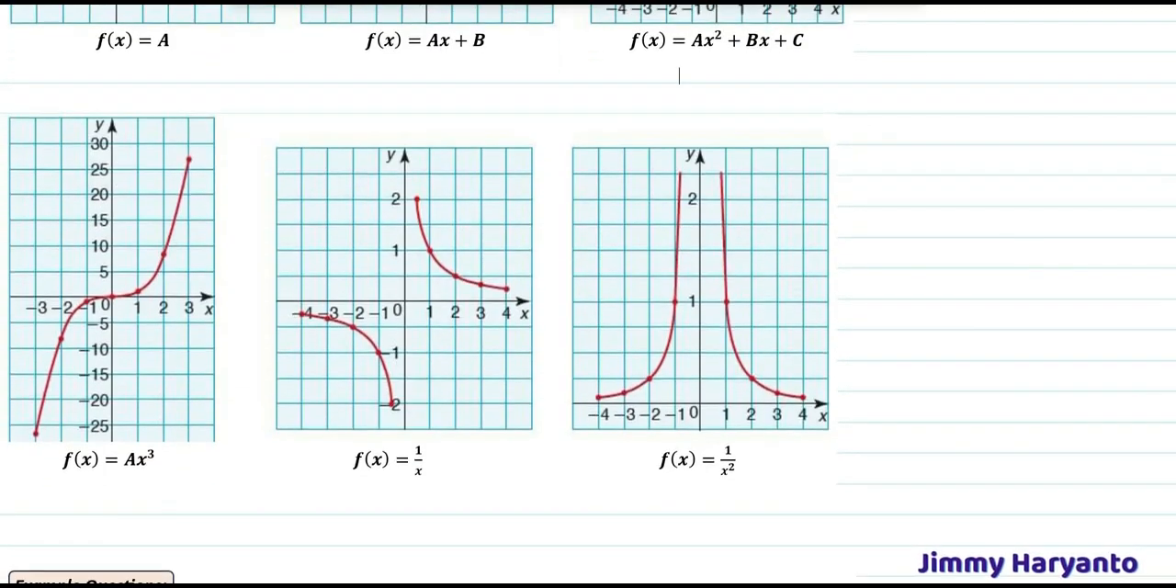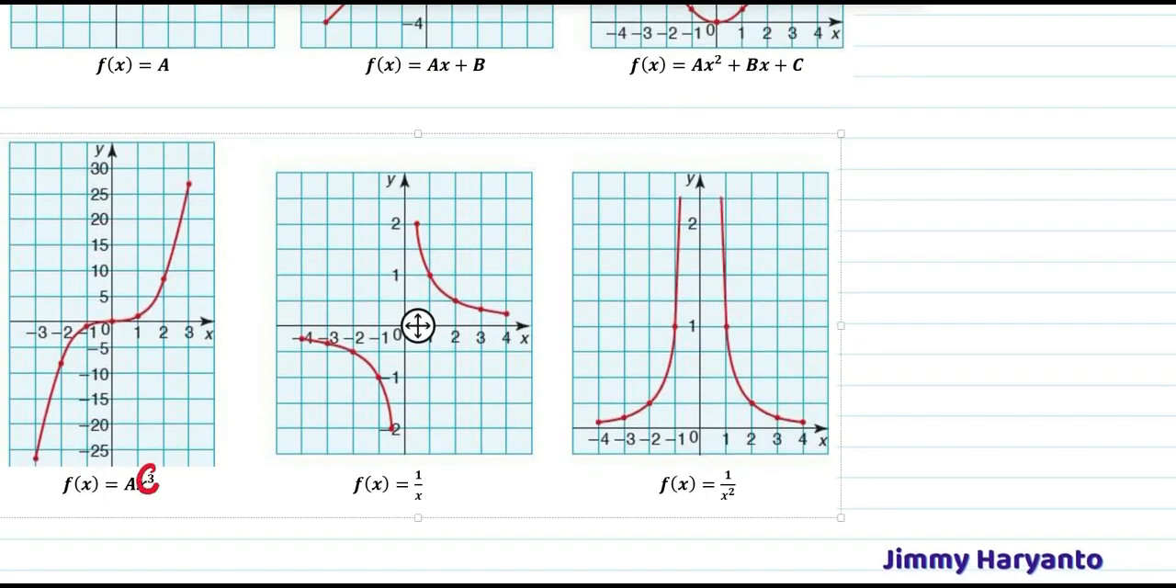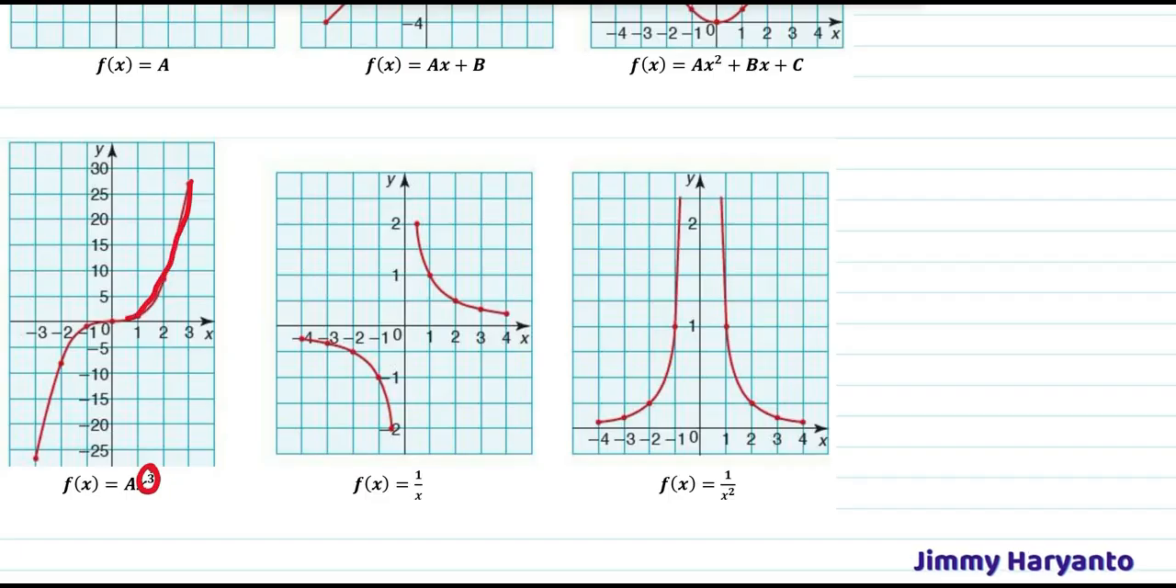The next one is x to the power of 3. For x to the power of 3, the original graph will be like that, but if we have another one like plus 2x squared plus 3x plus 1, the shape of the curve will be like this. So this is the original for x to the power of 3. Then for 1 over x, the x is at the bottom. That means the curve will be split into two parts. The first one is this one, and the second one is that one.